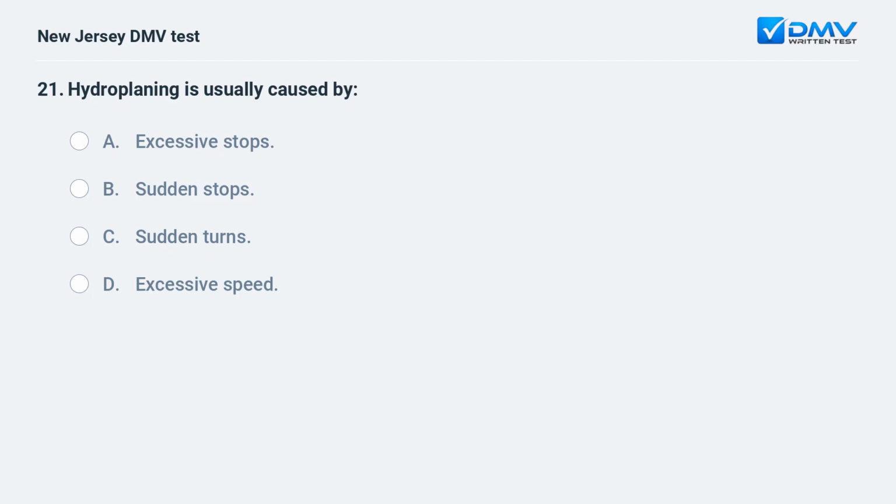Hydroplaning is usually caused by A. Excessive stops. B. Sudden stops. C. Sudden turns. D. Excessive speed.